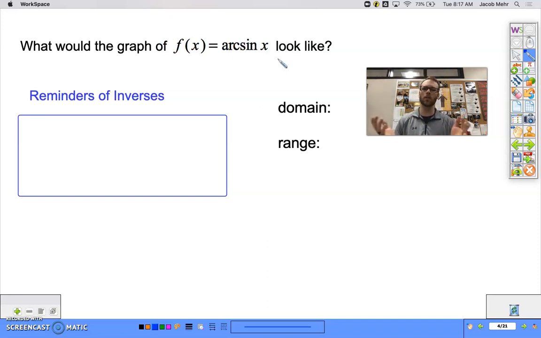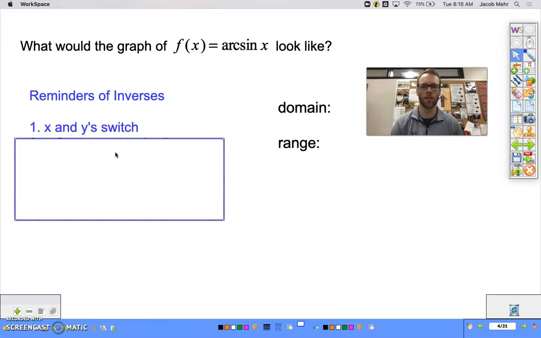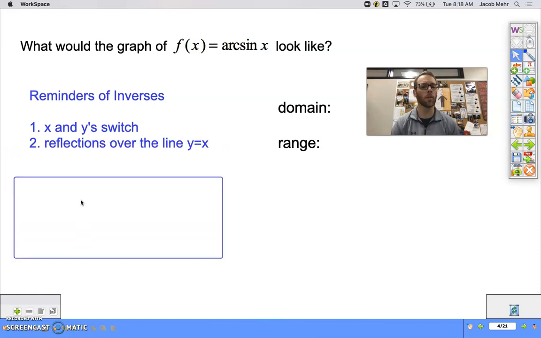We're talking about inverses here, and we've studied inverses a lot, so we should be keying in on a few important things about inverses. What are some reminders about inverses? Their x's and y's switch, which means their domains and ranges switch. They're reflections over the line y equals x.